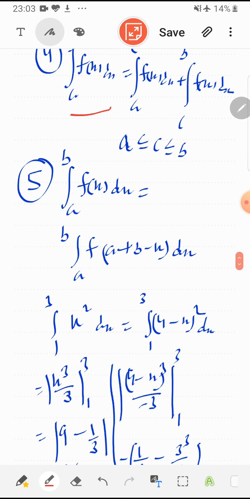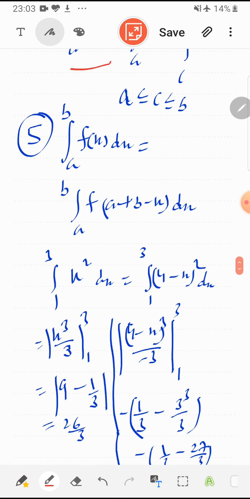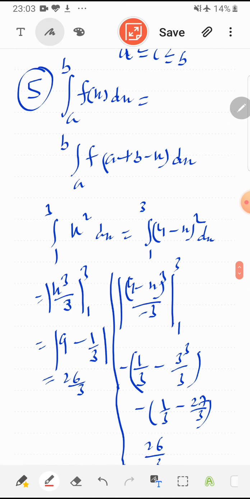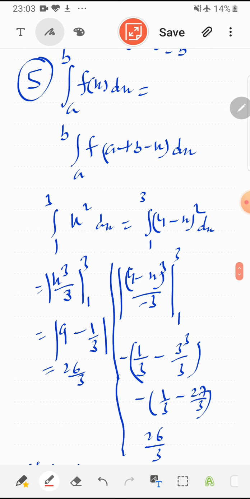The next property is very important. Integral a to b f of x dx is equal to integral a to b f of a plus b minus x. That means the variable can be replaced with the sum of the limits minus the variable. So if we check this property, like integral 1 to 3 x square dx, 1 plus 3 is 4. So if I replace x with (4 minus x) whole square, the result should be the same. So let us see, is it the same?